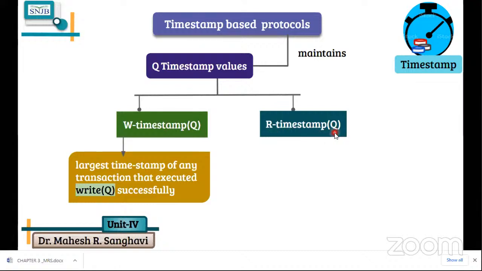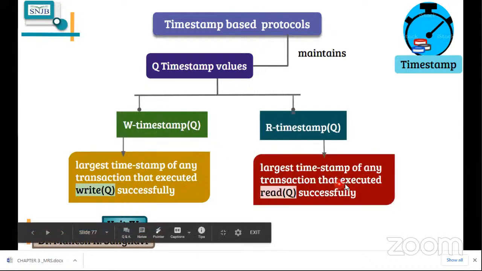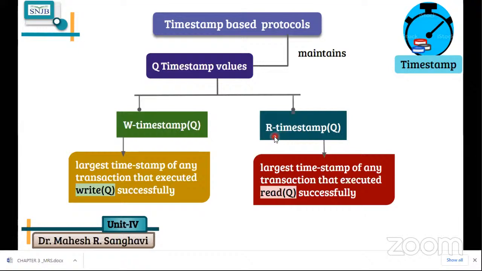So here you can understand that when data item Q is written or updated, that timestamp will be there, and when it was read, that particular timestamp will be there. We can identify whether we are reading the new value or the old value by observing that timestamp. The largest timestamp of any transaction that executed write Q successfully is the W-timestamp of Q. And naturally, the largest timestamp of any transaction that executed read Q successfully is the R-timestamp of Q. So W-timestamp and R-timestamp are associated with write and read instructions.